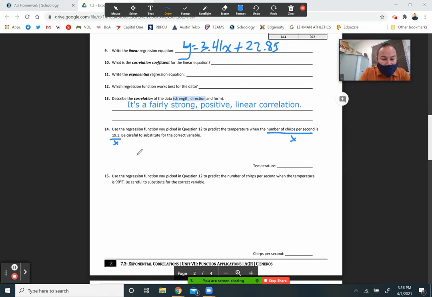So I'm going to rewrite my equation. I'm just going to substitute in 19.1 for x. So 3.41 times 19.1 plus 22.85. You don't need to do much other than just type this into the calculator. So use the calculator to figure that out.